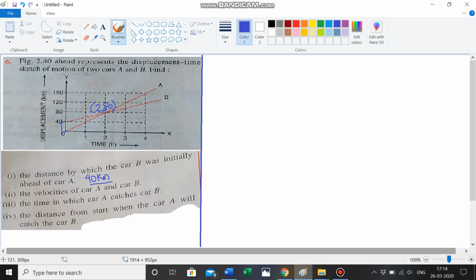The velocity of car A and car B. Now we remember the slope of the curve gives me the velocity. So here I am calculating velocity for A. For A, I have marked the point, this is 80. So for A, it will be 80 minus 0, where this is point x2, y2, and this is point x1, y1, upon 2 minus 0, which is 80 upon 2, which is 40 kilometer per hour.